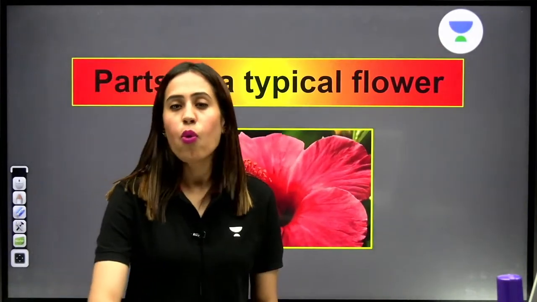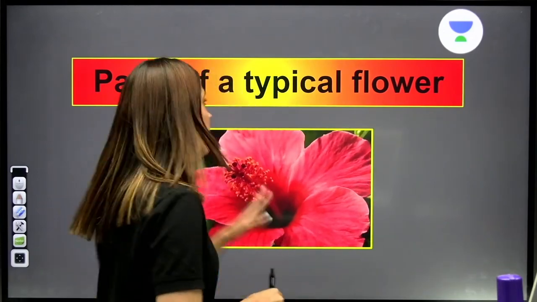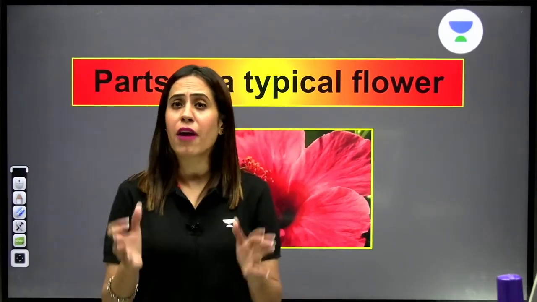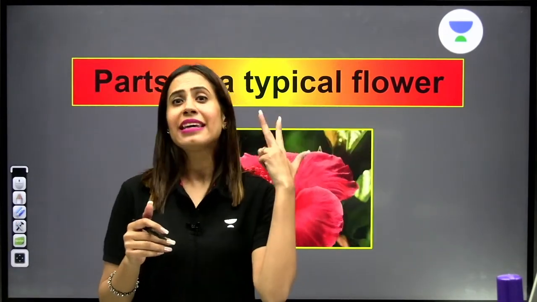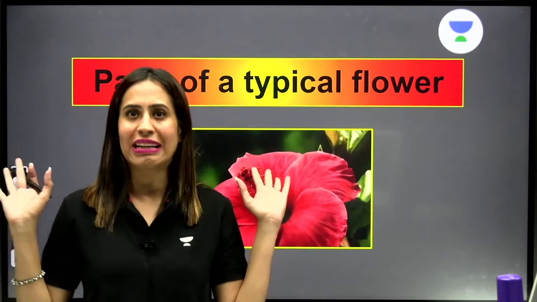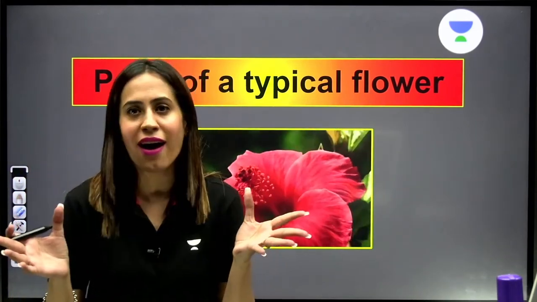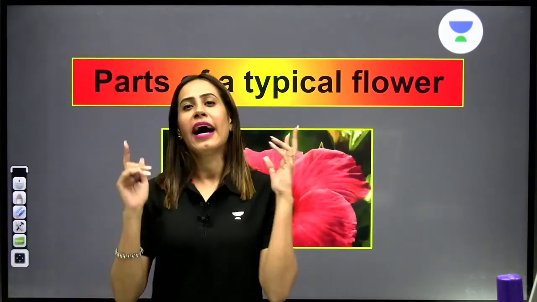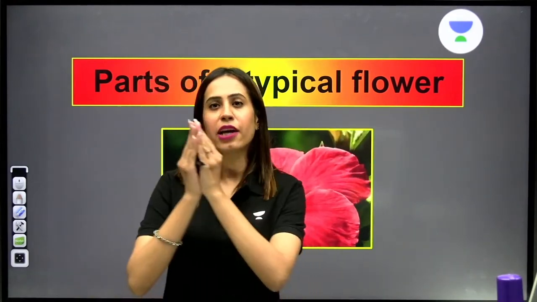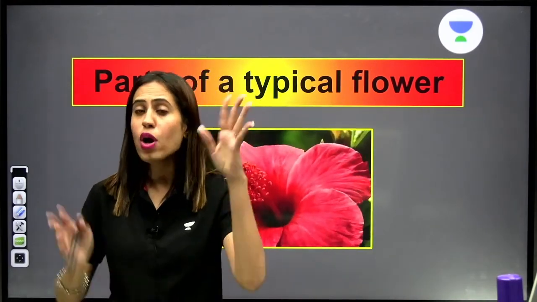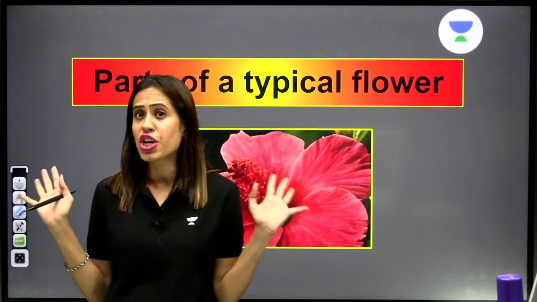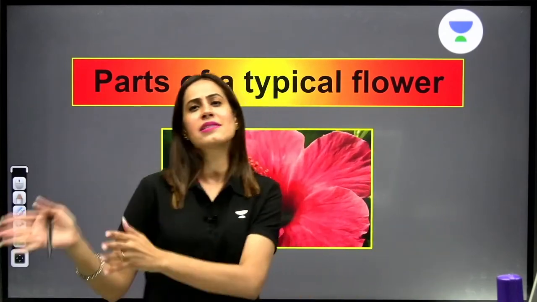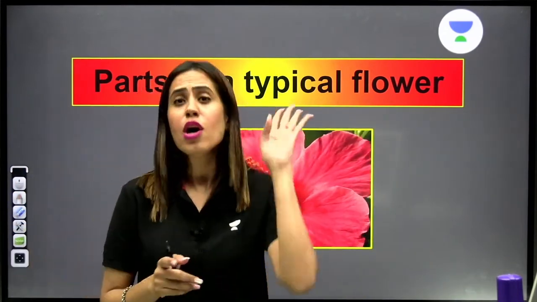So, what are the four whorls of a typical flower? Okay, the four whorls of a typical flower are androecium, gynoecium, calyx, and corolla. These are the four whorls of a typical flower. Now, I'm not mentioning what is essential and what is non-essential. I am just telling you what the whorls are.